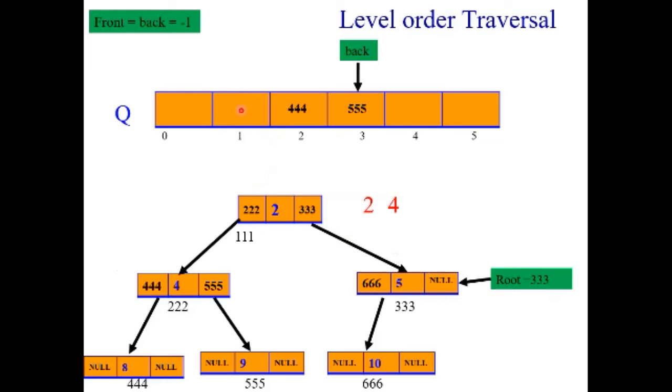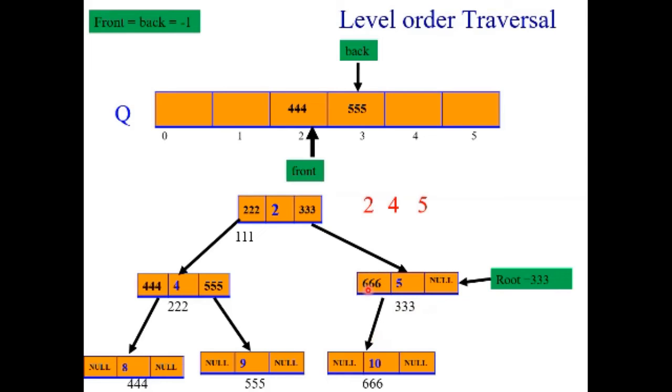Erase this, increment the front. Now, what we do is check whether the root is not equal to null. Yes, root is not equal to null. Display the value of this root element, that is 5. Is the root of the left child not equal to null? Nothing but root of left link. Is it not equal to null? No, because it has a left child.